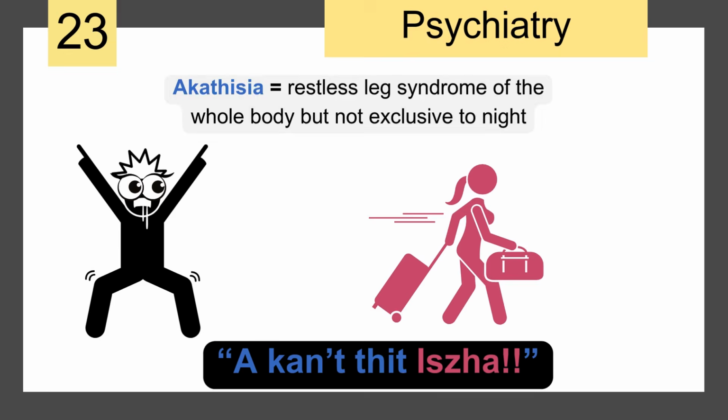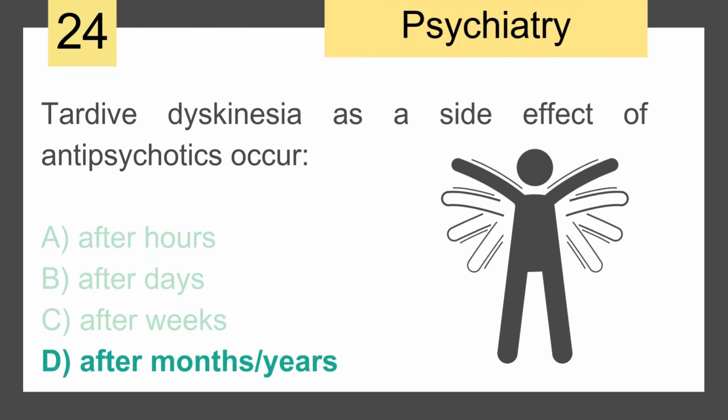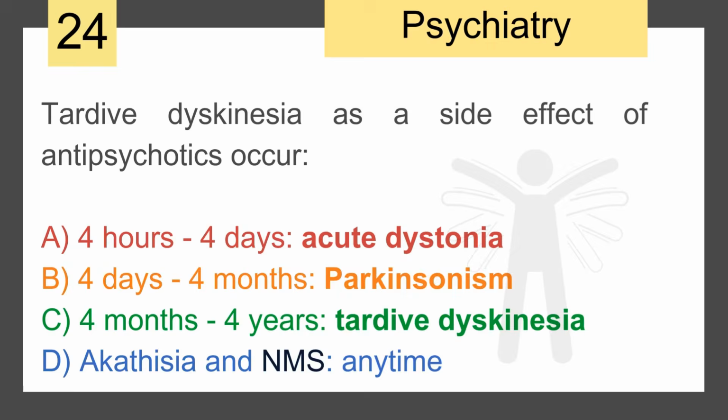All right, another EPS. Tardive dyskinesia as a side effect of antipsychotics occurs after months or years. This actually helps us differentiate the different types of EPS. And in general, this is the timeline.